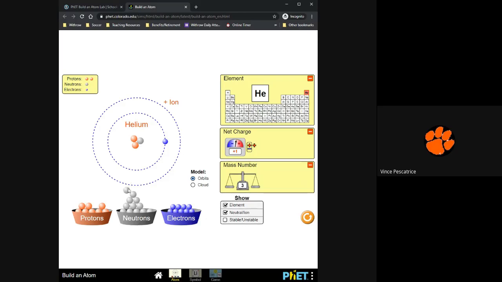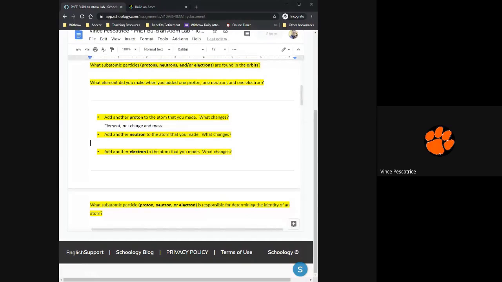The neutrons don't have a charge, if you remember, so they're not going to affect the net charge. When I drag this in here, nothing changes except the mass number. Neutrons act as a buffer between protons, just so that they don't repel each other, but they do weigh about the same as a proton. So they're going to give your element mass, but it's not going to change the charge. Here, you're going to say that the mass was the only thing that changed.